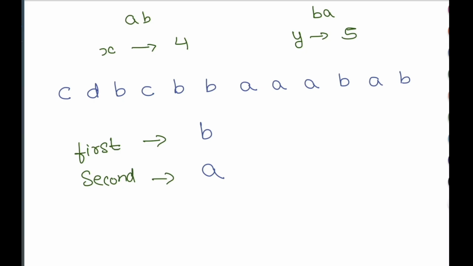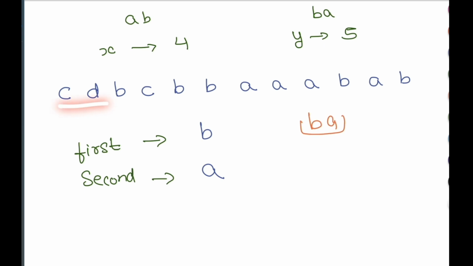It means whatever is the maximum value of x and y, I will gain that many points for the first time, and whatever is the minimum value of x and y, I will gain that many points for the second time, right? Now let me try to simulate how this is going to work. So first of all, I will search for BA, right? Now one of the ways of doing it is in this way.